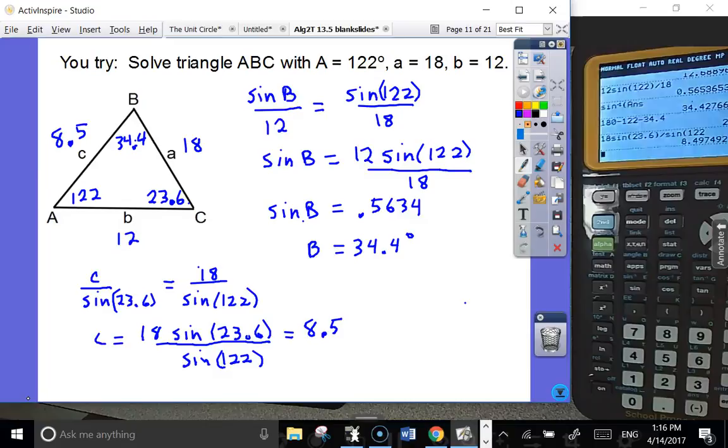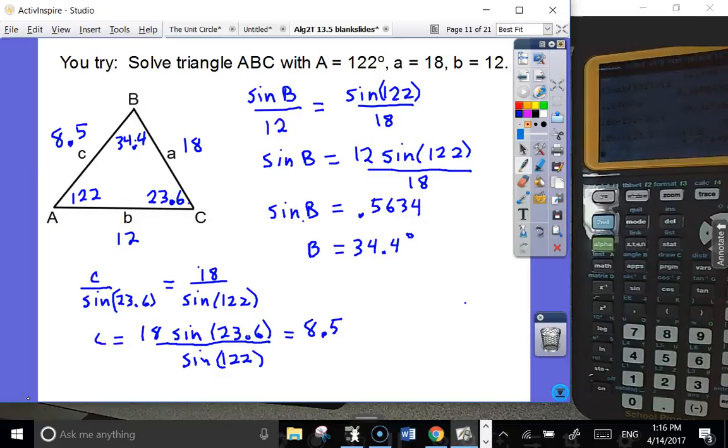So again, you set it up, fill in the ones that they've given you. It looks like we had to solve for the angle B first. You should have got B of 34.4. Subtract from 180 to get 23.6. Solve for side C, 8.5.